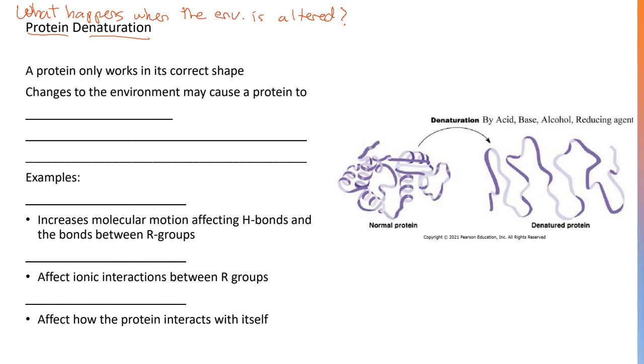So, like we already stated, a protein only works in its correct shape. Remember that. Okay? And again, one more time. The shape correlates to its function. If it doesn't have the right shape, it will not be able to do its function. So changes in the environment may cause a protein to denature.